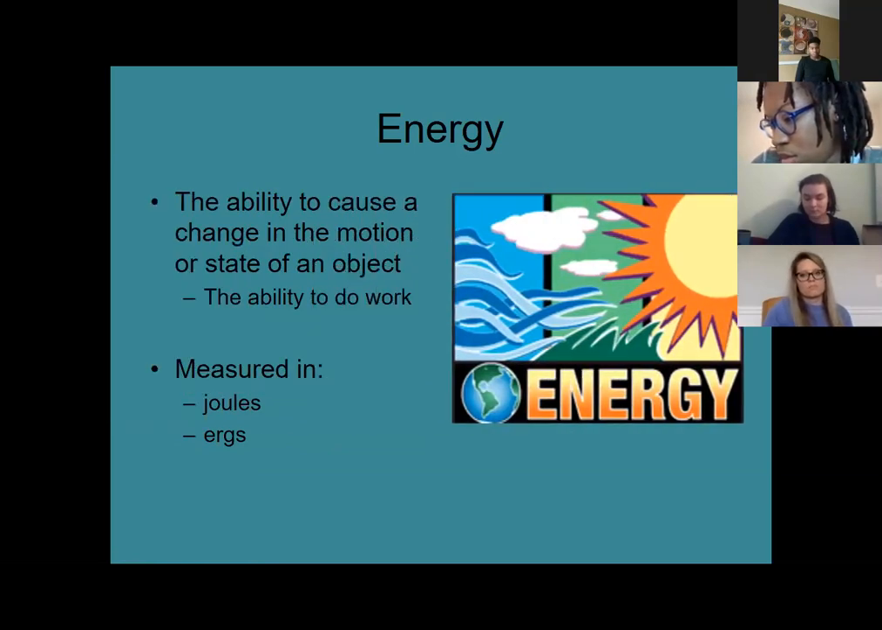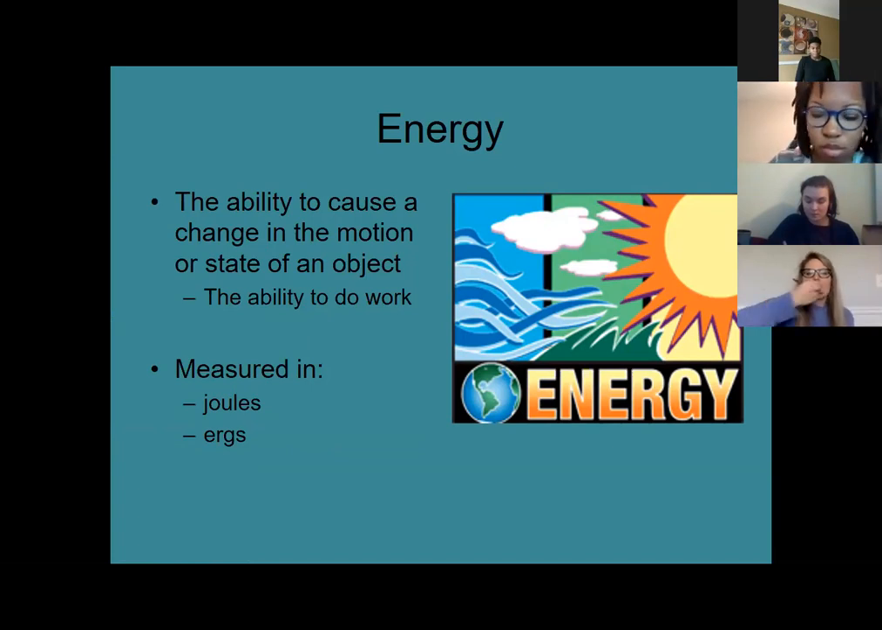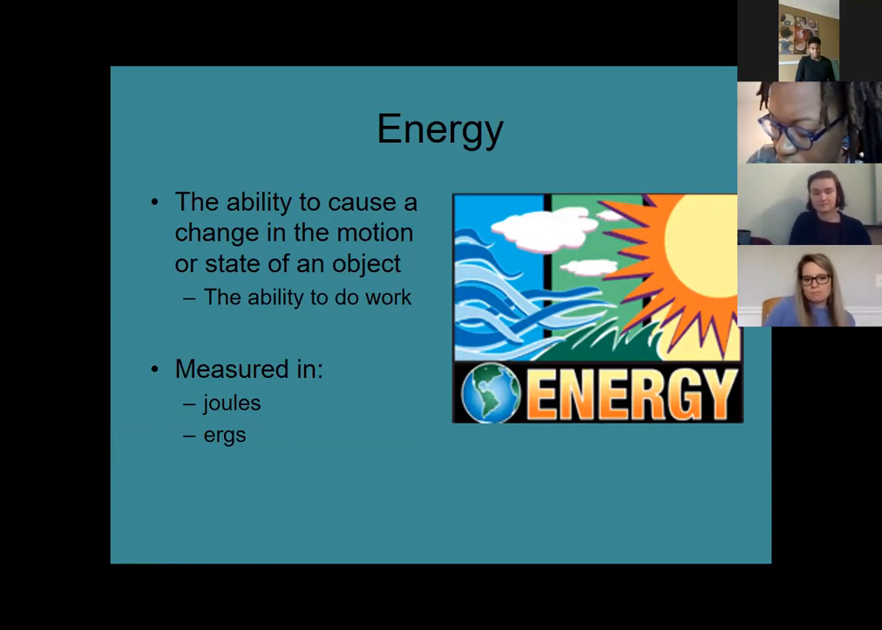Okay. So we're going to switch gears a little, and now we're going to talk about energy because we're looking at some basic concepts of science. So energy is generically defined as the ability to do work. It can also be defined as the ability to cause a change in the motion or state of an object. So it can change an object's inertia. Units for energy are joules and ergs. And again, we'll come back to these a little bit later in our classical physics unit.